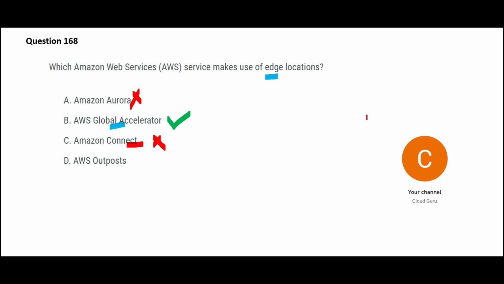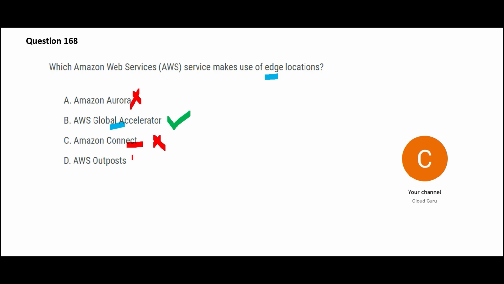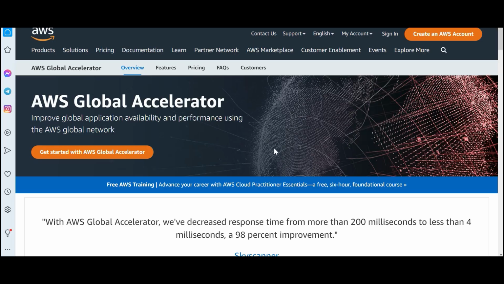And what about Outpost? It is used to provide a hybrid solution. If you have on-prem as well as AWS infrastructure and you want to set up a hybrid cloud structure, then you can use Outposts. But in this question, they are talking about just leveraging the edge locations. Outpost is not leveraging the edge locations. We will strike this off. So my final answer would be this one, Global Accelerator.